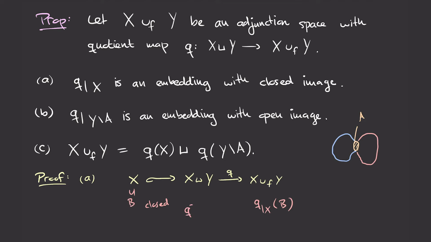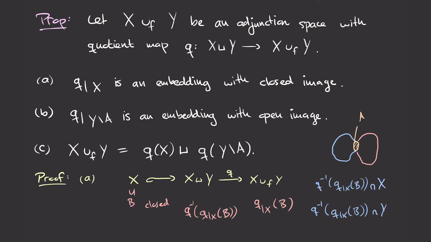So we consider Q inverse of Q restricted to X of the set B. Now, to show that a subset is closed in the disjoint union space is equivalent to showing that the intersection of that subset with each of the component spaces is closed. So what we need to consider is this Q inverse of Q restricted to X of B intersected with X, and also Q inverse of Q restricted to X of B intersected with Y.